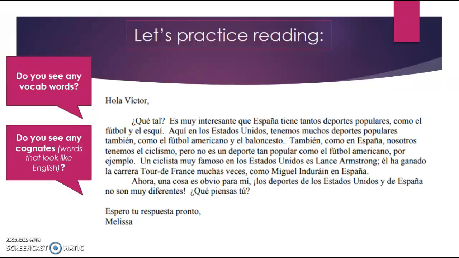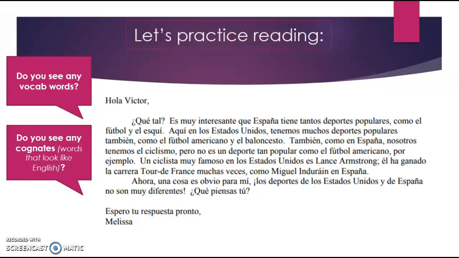And then they keep talking here. "También, como en España, nosotros tenemos el ciclismo." So that's where we get to the cycling here. Okay, so "no es un deporte tan popular." So tan means like as popular, tan como. So cycling is not as popular as football, for example, is that next sentence. And then they start talking about two famous cyclists, so Lance Armstrong from the U.S. and then Miguel from Spain, okay?